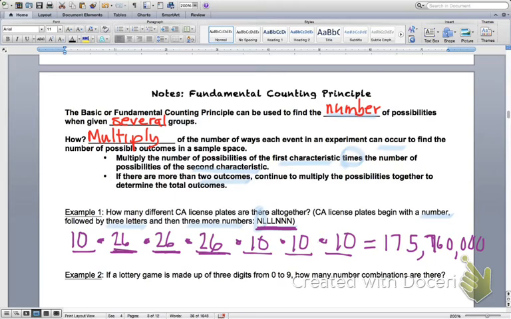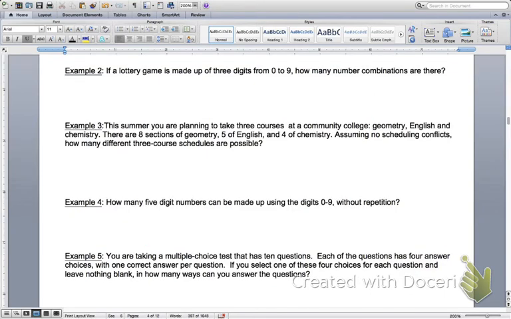All right, let's go ahead and move on to the next one. All right, we have, if a lottery game is made up of 3-digit numbers from 0 to 9, how many number combinations are there? So here we have 3 choices for the first digit, the second digit, and the third digit. And the possibilities are from 0 to 9. So we have the numbers 0 to 9, so that means there's 10 choices.